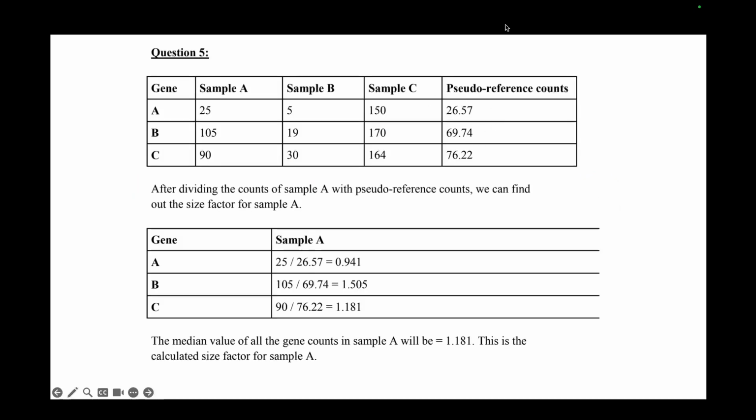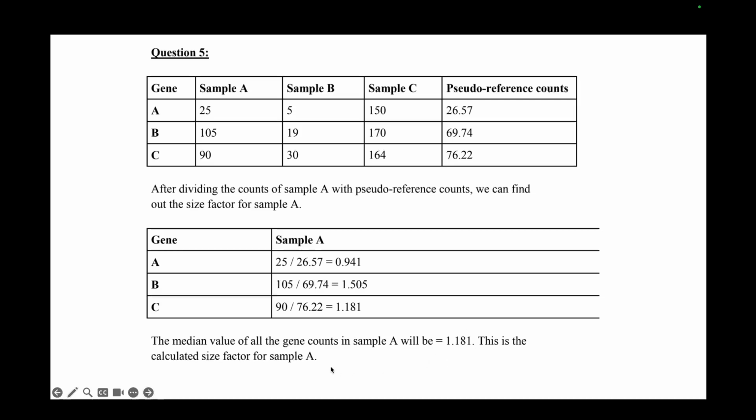So first, you need to find the pseudo reference counts, which is basically the geometric mean of all three. After dividing the counts of sample A with the pseudo reference counts, we can find the size factor for sample A. So you divide 25 by your pseudo reference counts. For all three, the median value of all gene counts in sample A will be 1.181. This is the calculated size factor for sample A.